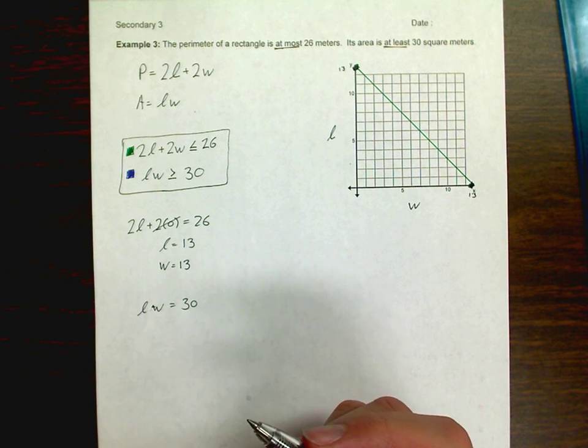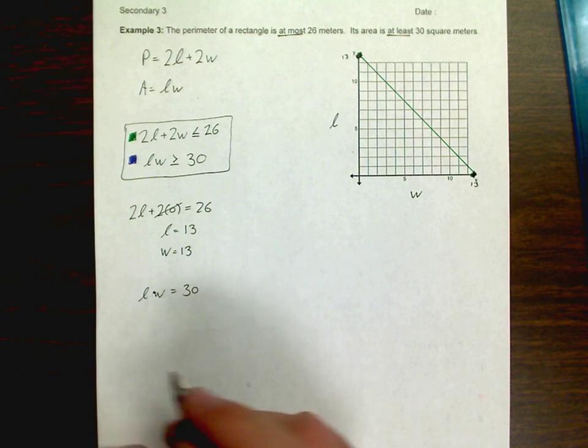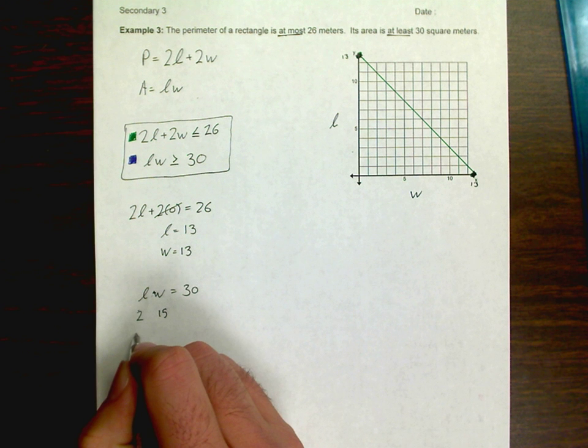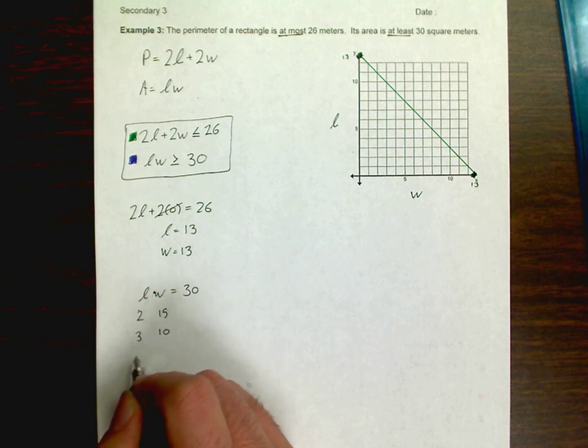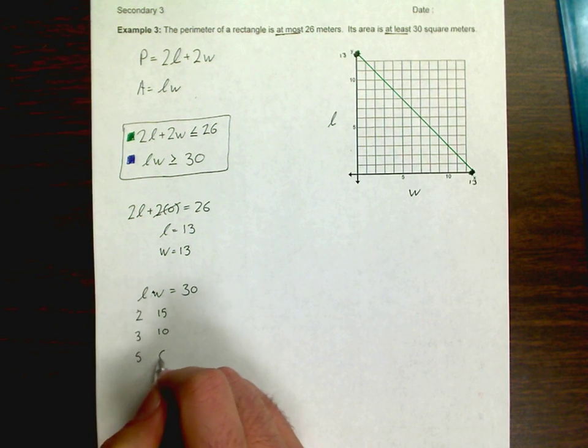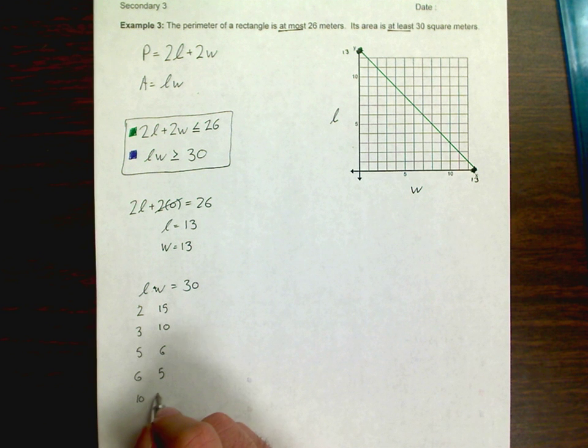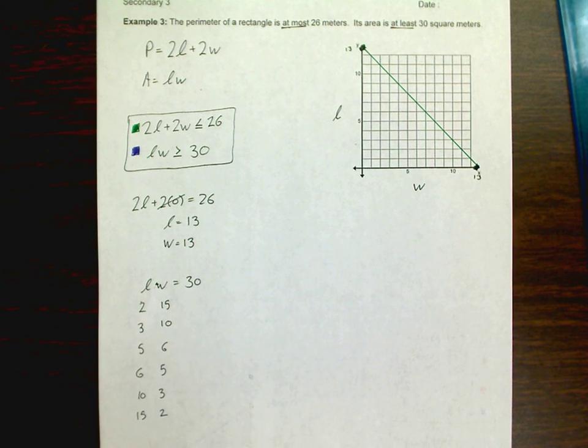Okay? I mean, let's do a list here. I could do 2 and 15. I could do 3 and 10. I can do 5 and 6. And then since they're on different axes, these are different points. 6 and 5, 10 and 3, 15 and 2. So these are a bunch of points that I could plot and then just kind of connect the dots. And I think we will do that instead.